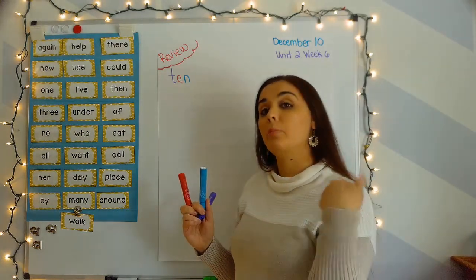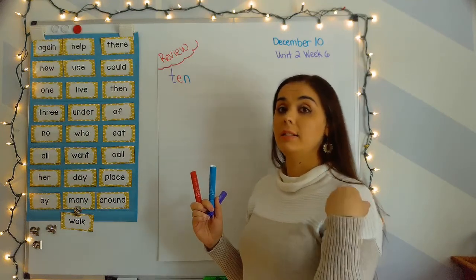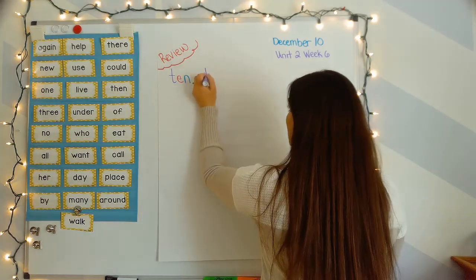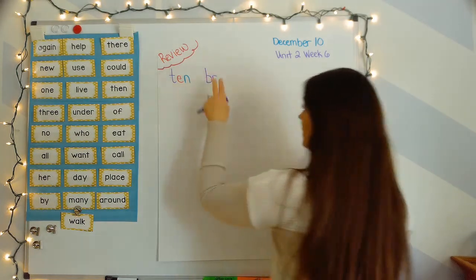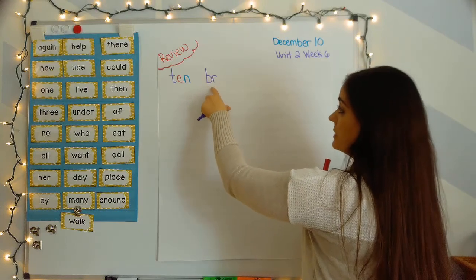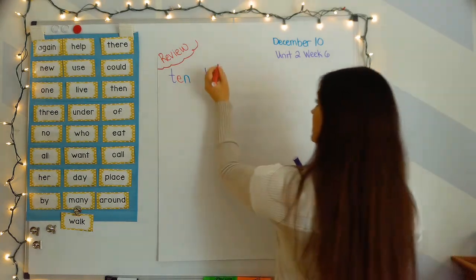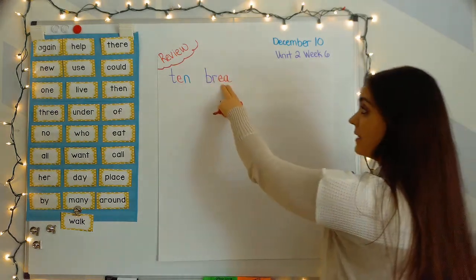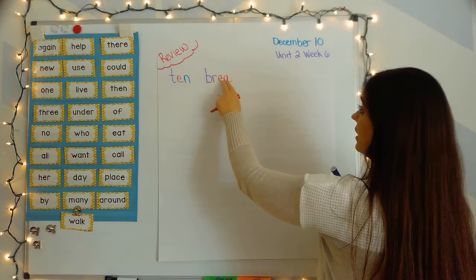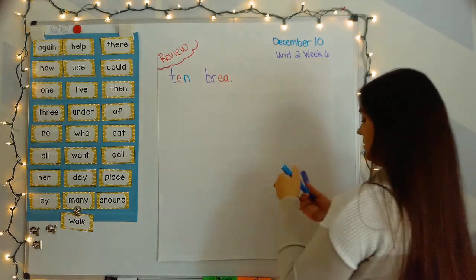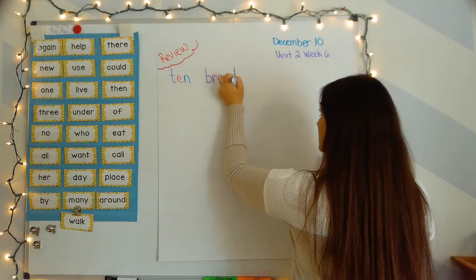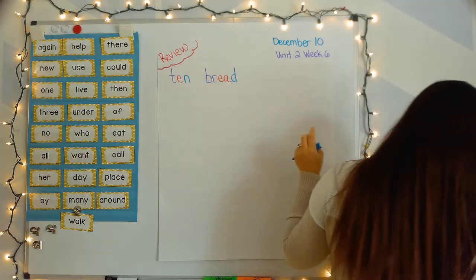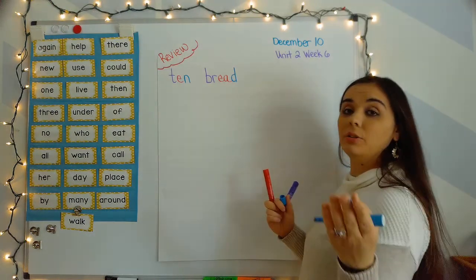Next word. Bread. Your turn. B-R, br, so you put them together. Remember, E and A can make that sound, so bre. D says da, bre, ed, bread. Next word, head, your turn.